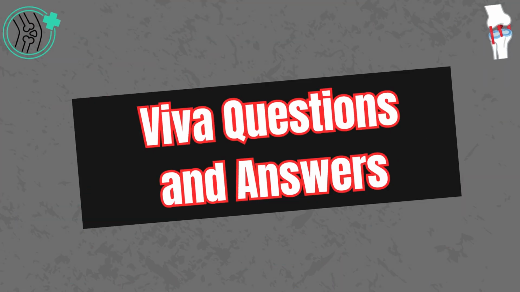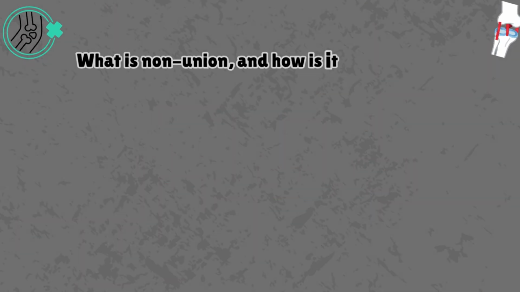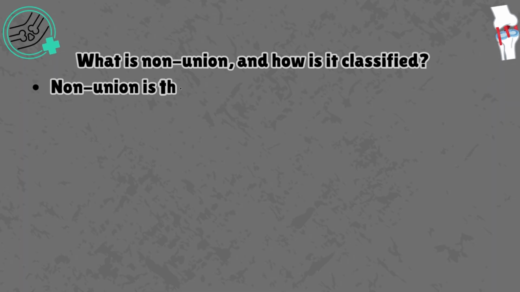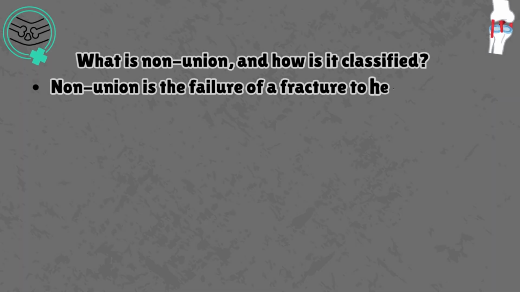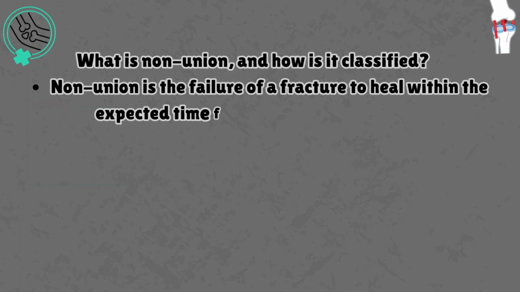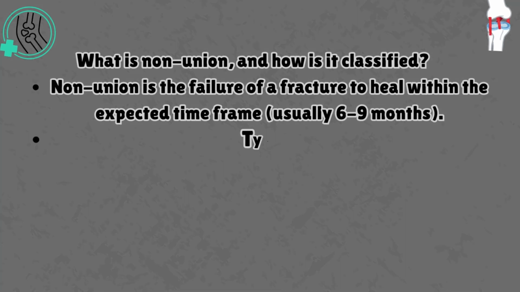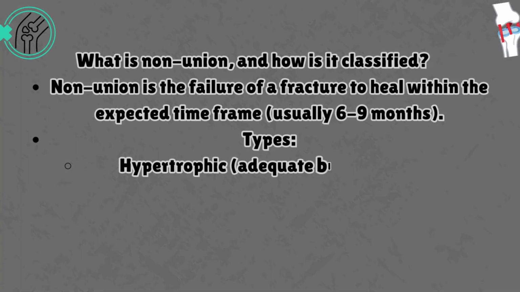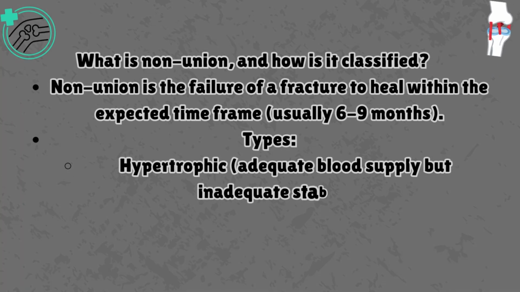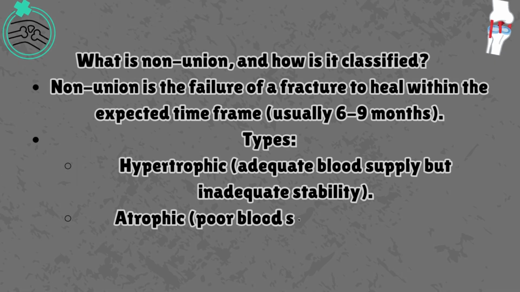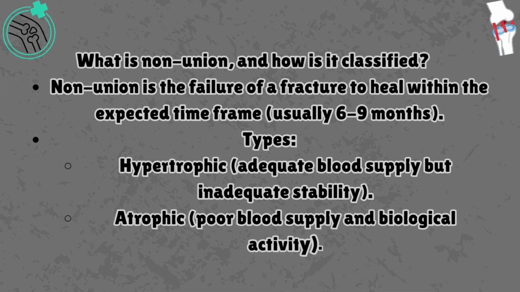Possible Viva questions and answers. What is non-union, and how is it classified? Non-union is the failure of a fracture to heal within the expected time frame, which is usually 6 to 9 months. Types: hypertrophic, which has adequate blood supply but inadequate stability. Atrophic, which has poor blood supply and biological activity.